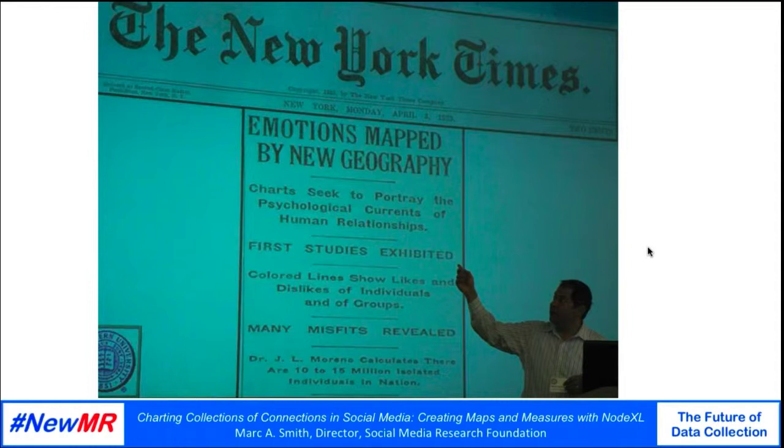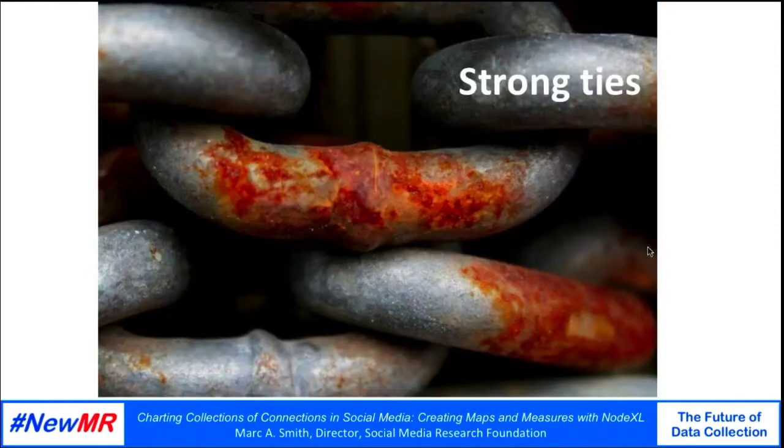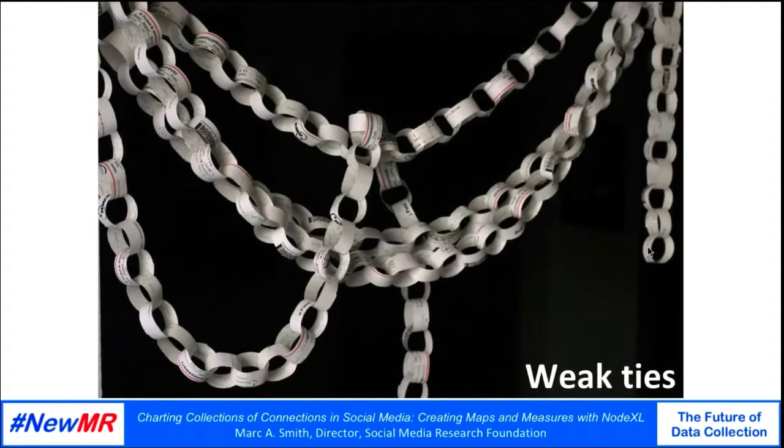And so network theory has been around for a while. This is one of the first published mentions of it in the press from 1933. And it basically talks about the ways in which human beings form relationships, some of which are strong, but most of which are relatively weak.